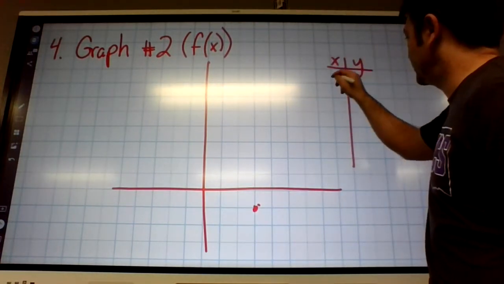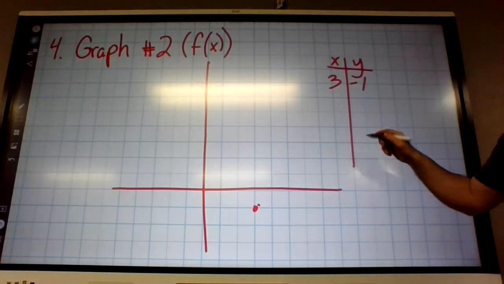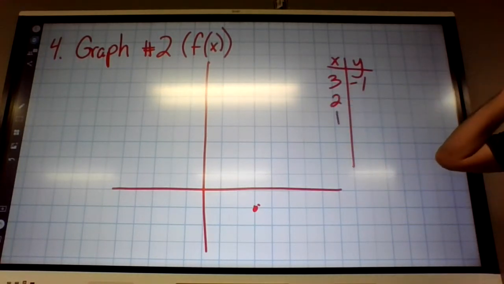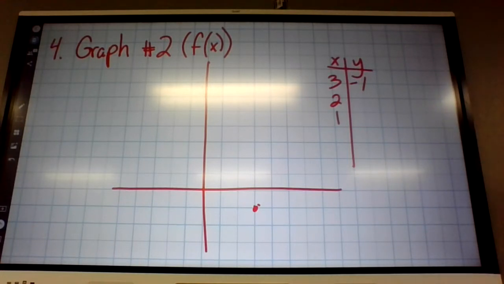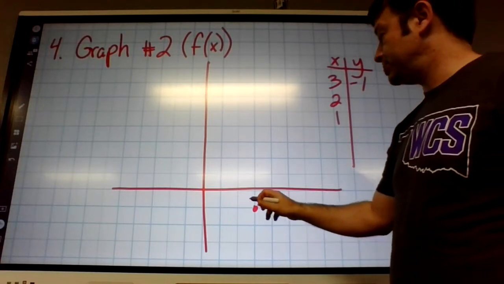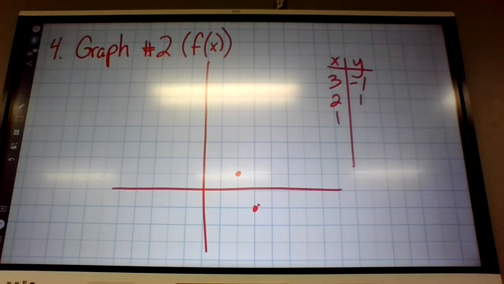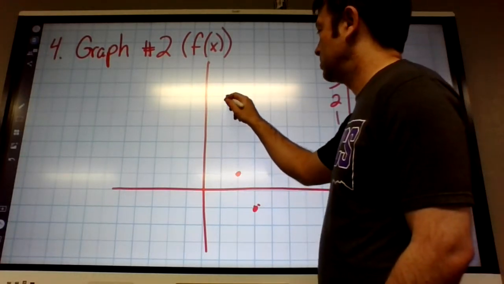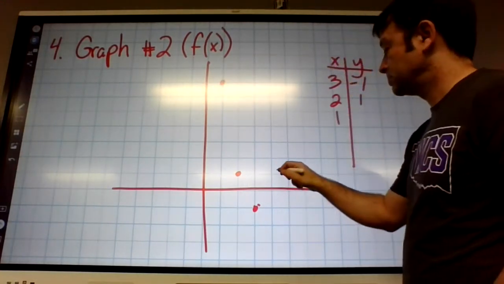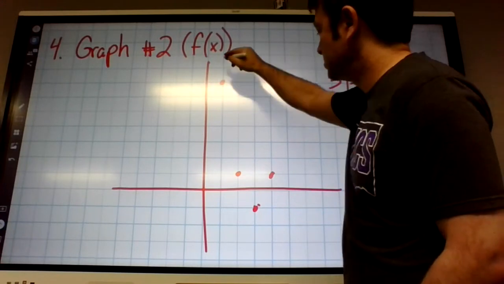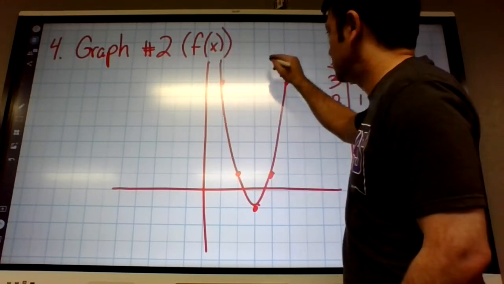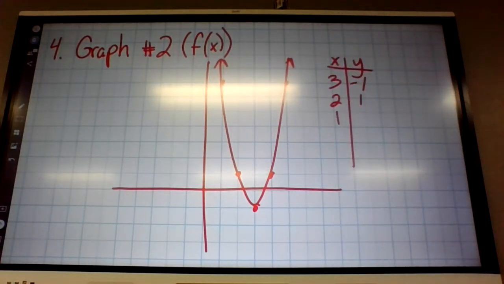Let's do a little thing over here. (3, -1). What would be some good x values to plug in? 2 and 1. I think if you plug in 2, you should get 1. Have you guys tried that yet? And if you plug in 1, you get 7. A little bit steep.